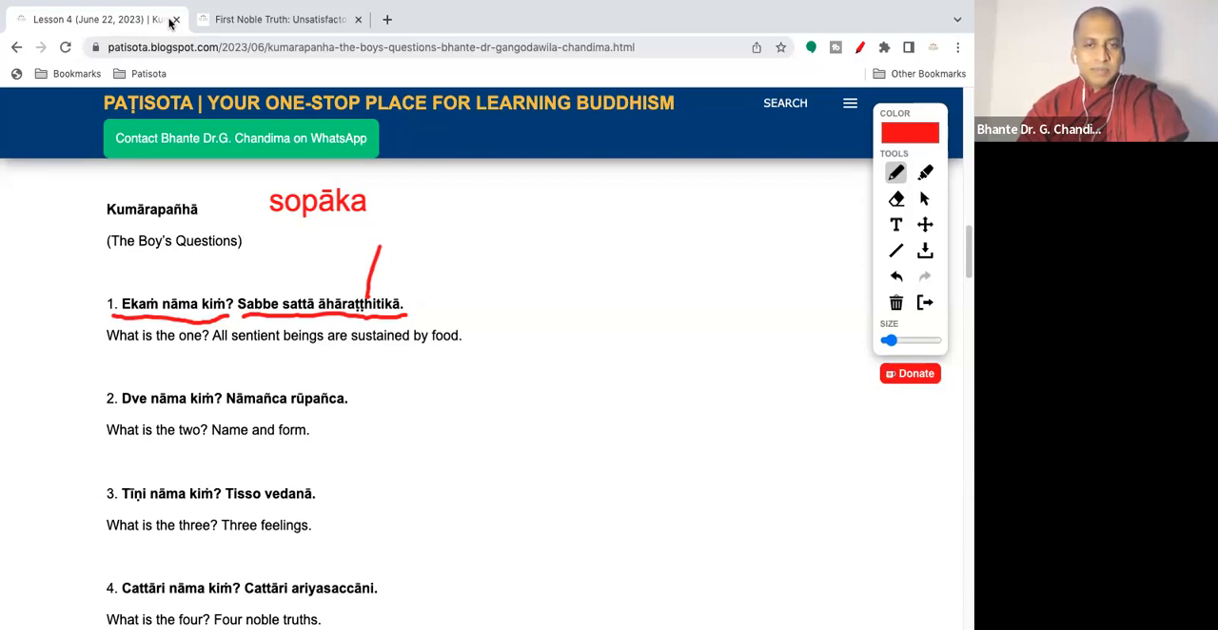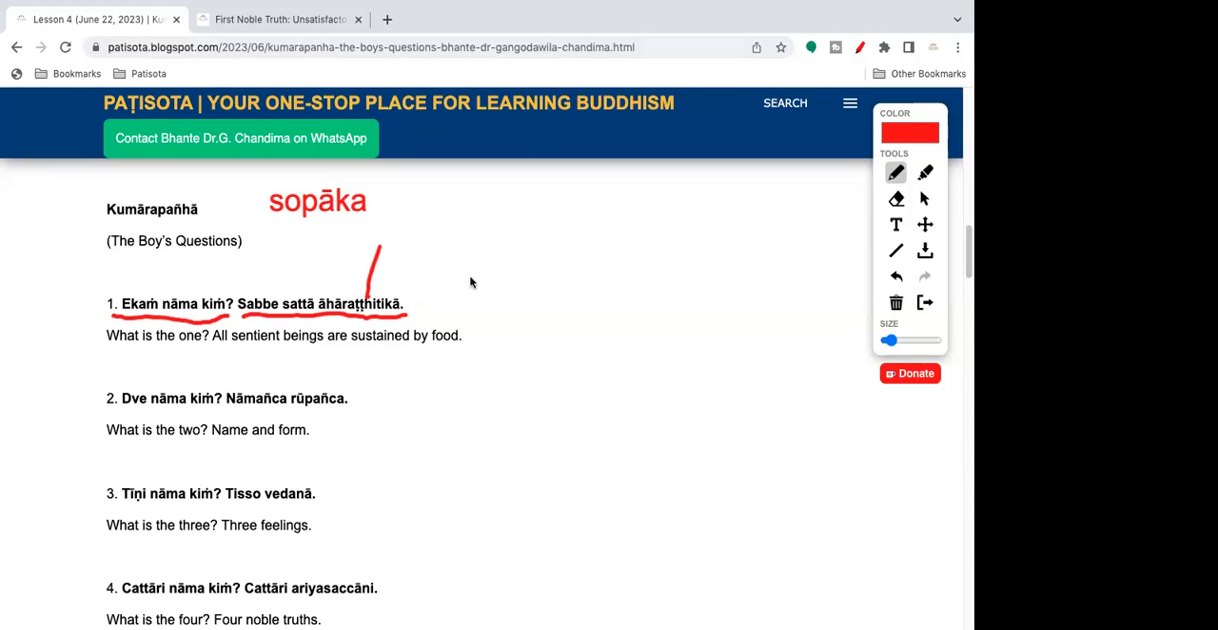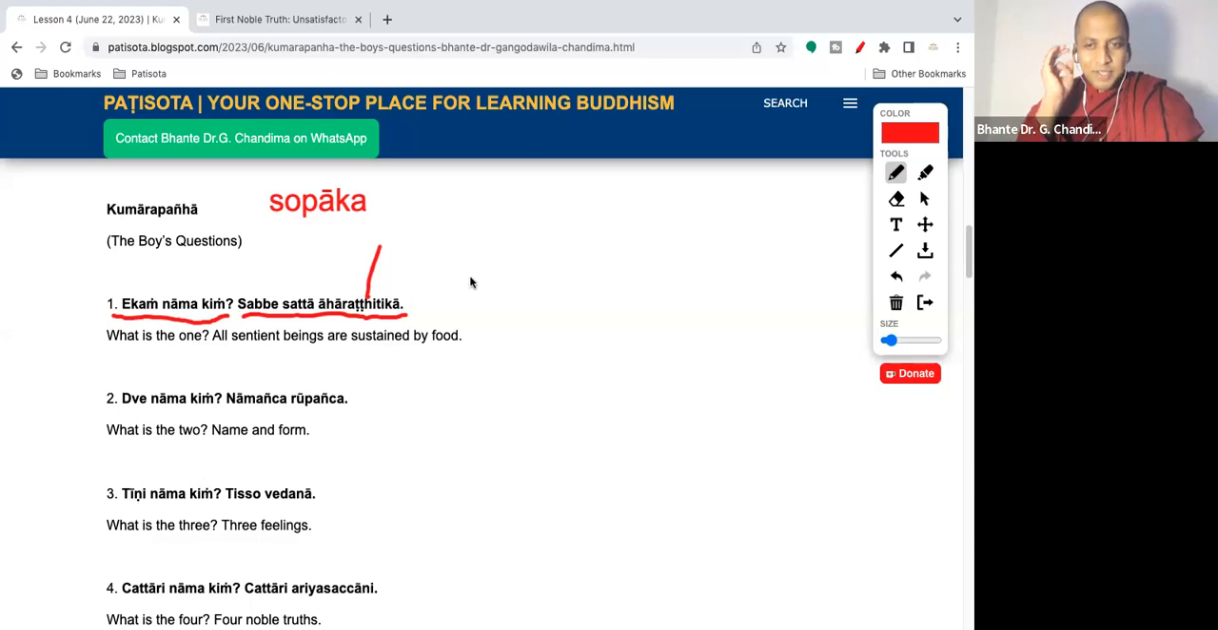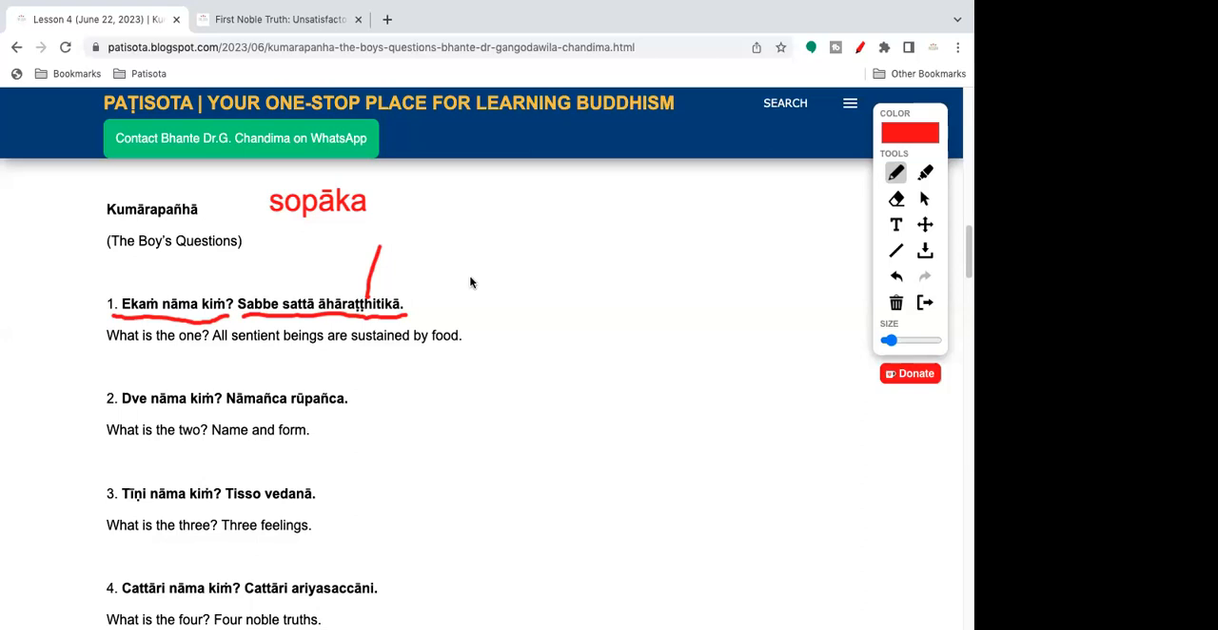Group 6. Group 7? Nobody. Group 8. Yeah, go ahead. Group 7. Ekam nama kim. Sabe sata araha titika. That's the issue. A lot of people find this difficult to pronounce. Can you repeat the last term? Sabe sata ahara titika.